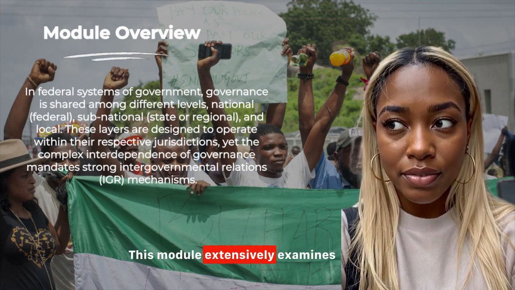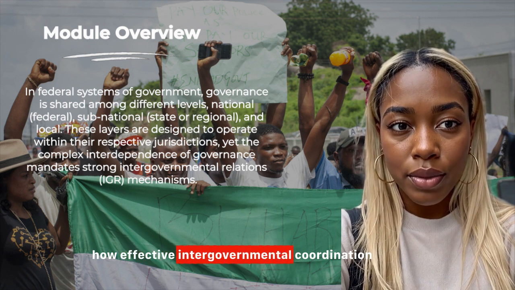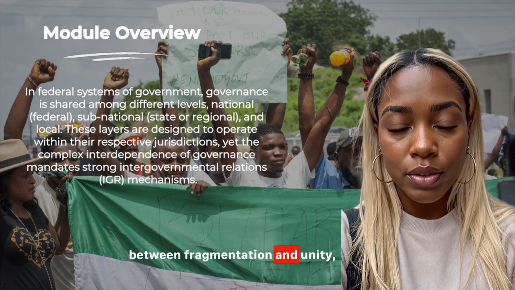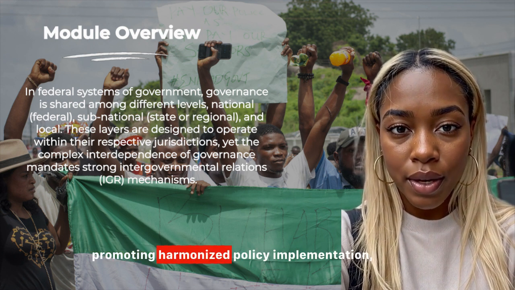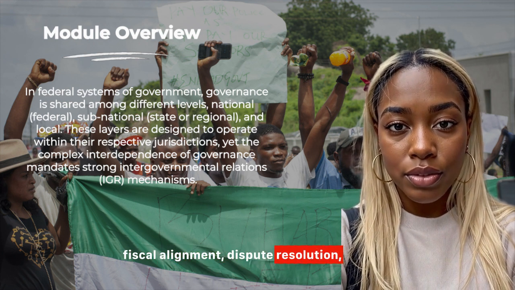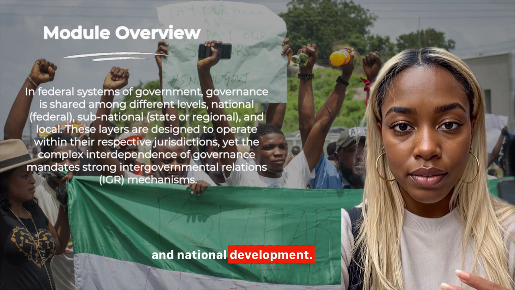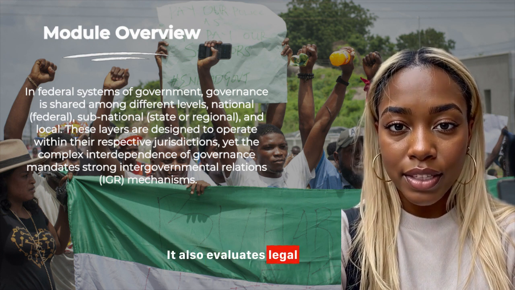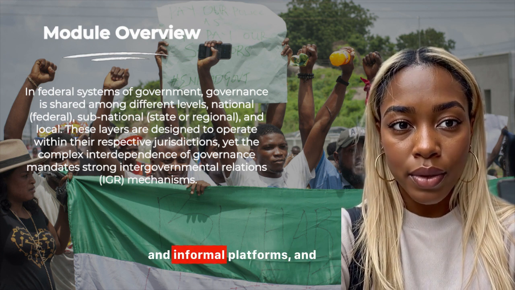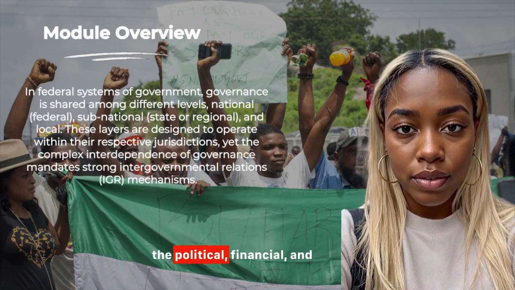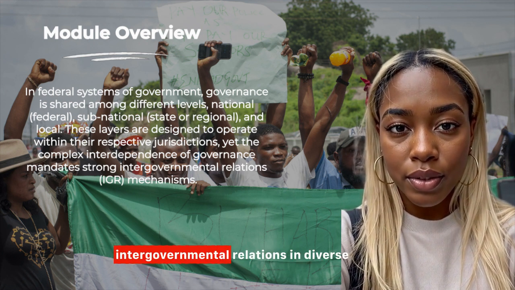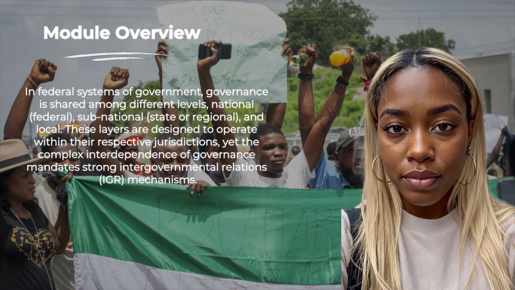This module extensively examines how effective intergovernmental coordination serves as a bridge between fragmentation and unity, promoting harmonized policy implementation, fiscal alignment, dispute resolution, and national development. It also evaluates legal and administrative tools, formal and informal platforms, and the political, financial, and cultural dynamics that shape intergovernmental relations in diverse federations.